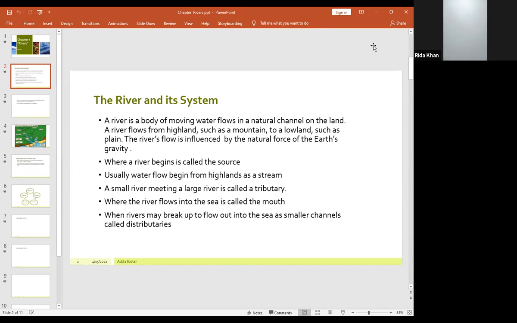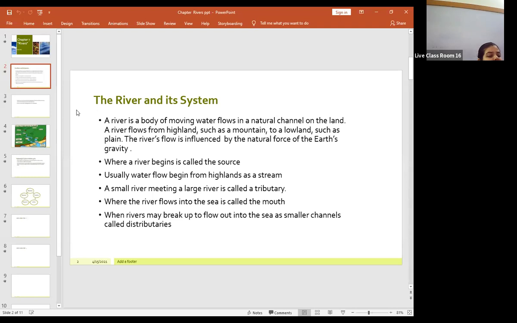Okay, usually water flows. Wait. You need to read from your book, Rida. Take it from the book, not from the slide. I have written a short form in the slide. Give me a second.